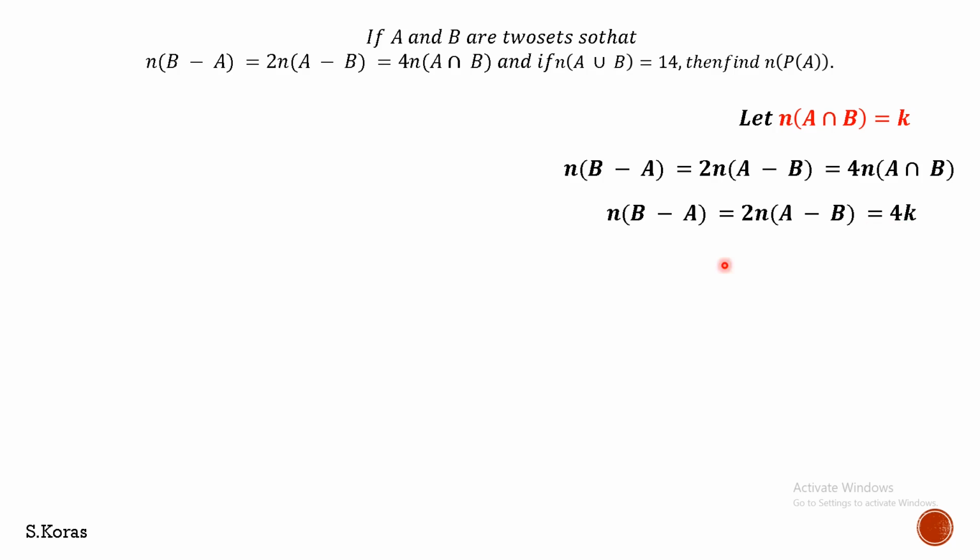Right. Now, if you equate this equation, the first clue says n of B difference A is equal to 4K. So we got the answer for n of B difference A in terms of K. The next clue states 2 into n of A difference B is equal to 4K. When the multiplication by 2 goes, that side will become division. So our answer will be n of A difference B is equal to 2K.